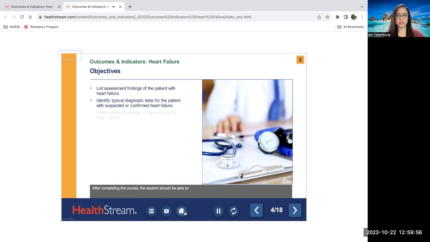After completing the course, the student should be able to list assessment findings of the patient with heart failure, identify typical diagnostic tests for the patient with suspected or confirmed heart failure, demonstrate knowledge of interventions for heart failure.